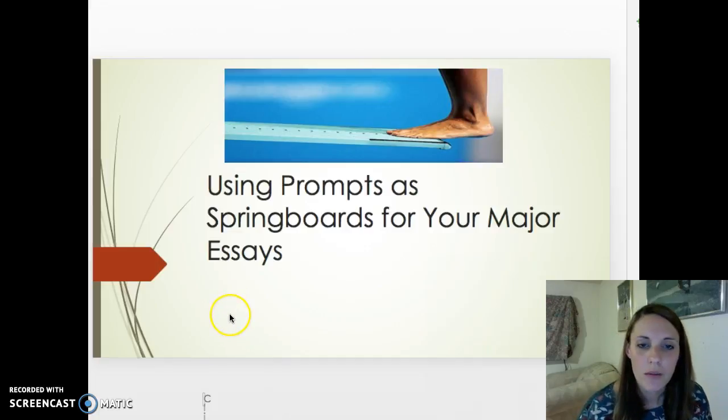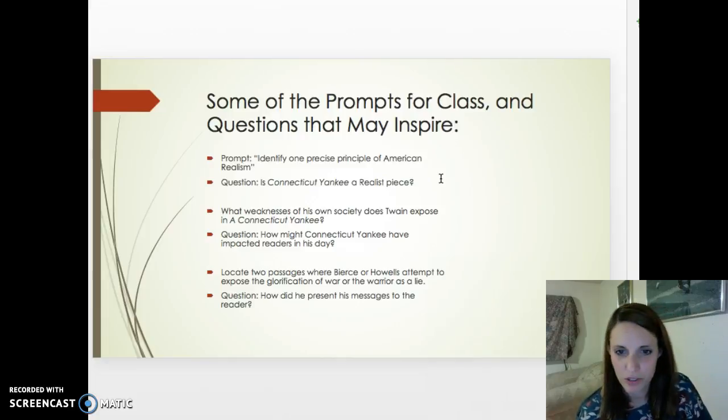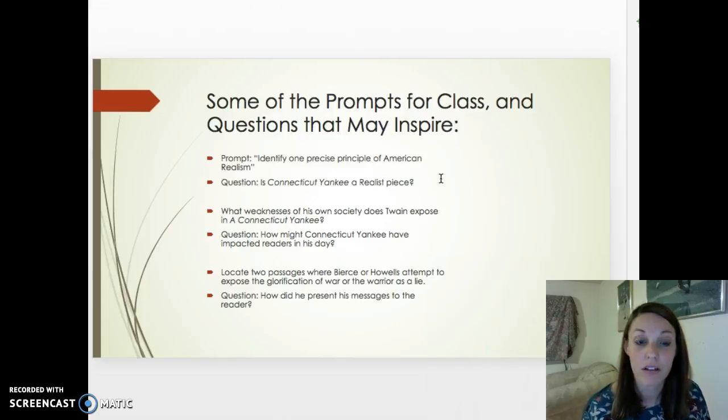Okay, so using prompts as springboards for your major essays, I want to give you just a couple examples. Some of the prompts that you've had so far are here. One is identify one precise principle of American realism. You got to do that in week 1. So these are some of the prompts for class and questions they may inspire. Maybe as you were doing your reading and thinking about that question, one of the questions that may have come up for you is, is Connecticut Yankee a realist piece? Then you've got a question to think about as you read the rest of the novel.